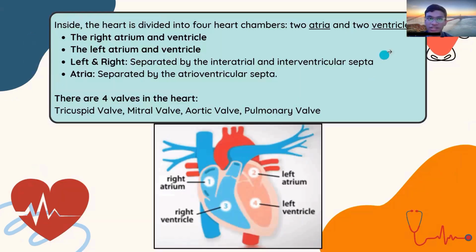Now let's look at the inside of the heart. So the inside of the heart has four chambers. We have the right atrium and ventricle. We have the left atrium and ventricle. The left side and the right side are separated by the interatrial and interventricular septa, and between the atria and the ventricles is separated by the atrioventricular septa. There are four valves in the heart: tricuspid valve, mitral valve, aortic valve, and the pulmonary valve.